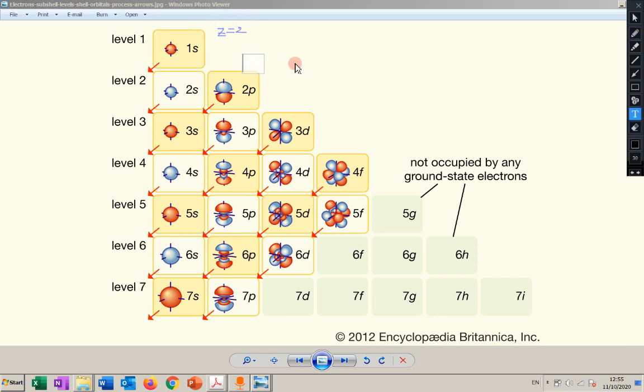So we start with 1s, 2s, then we have 2p, 3s, 3p, and then 4s. I was expecting to go to 4d, but after 4s we have 3d, then 4p, 5s, and after 5s we have 4d. But we have only 22 electrons here, so those 22 electrons are going to fill up to this point.